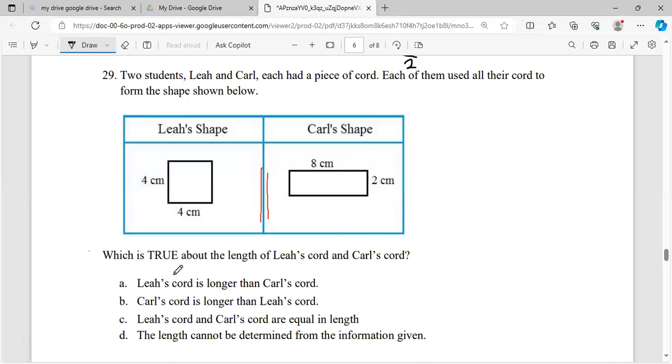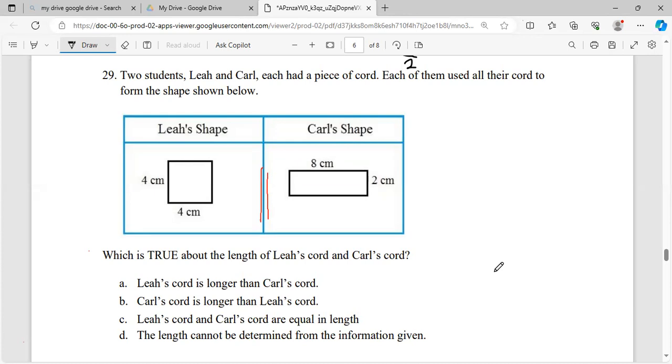Which statement? Sir, I got this question in school. Alright, that means you should know the answer then. What's the answer? So I got this in school as well, sir. Carl's card is longer than Leah's card.